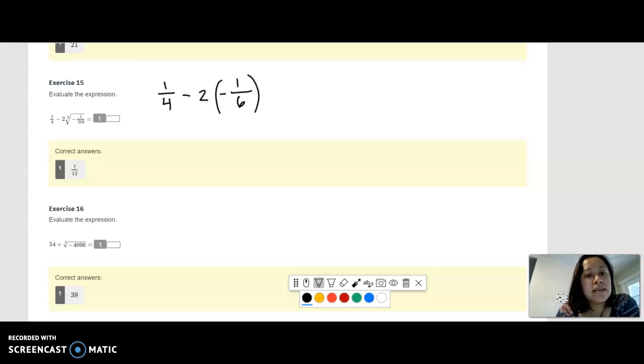Now I just go ahead and simplify the rest of the problem. So 1/4 minus, and now we're going to take care of the multiplication, because after our exponents, according to PEMDAS, we're going to do our multiplication. So we do 2 times negative 1/6. Go ahead and figure that out. That's going to be a negative 2/6.